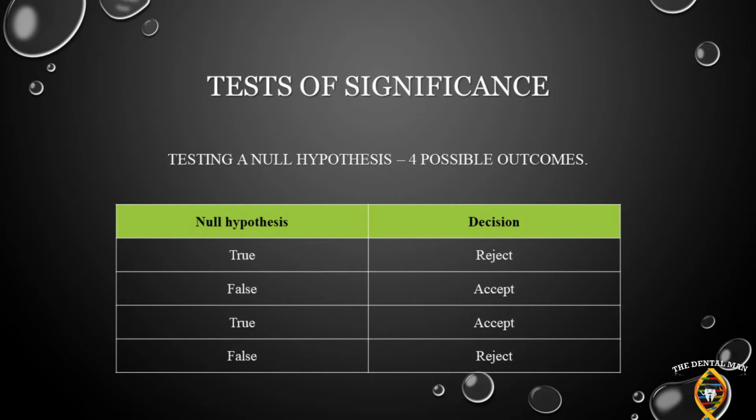It is easier to prove something false than proving something true. So it is easier to test null hypothesis. When a null hypothesis is tested, there are four possible outcomes. 1. Null hypothesis is true but our test rejects it. 2. Null hypothesis is false and our test accepts it. 3. Null hypothesis is true and our test accepts it. 4. Null hypothesis is false but our test rejects it.